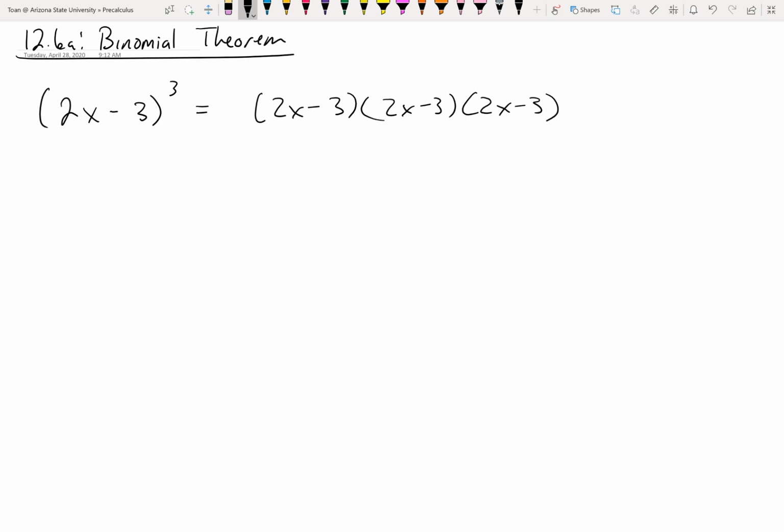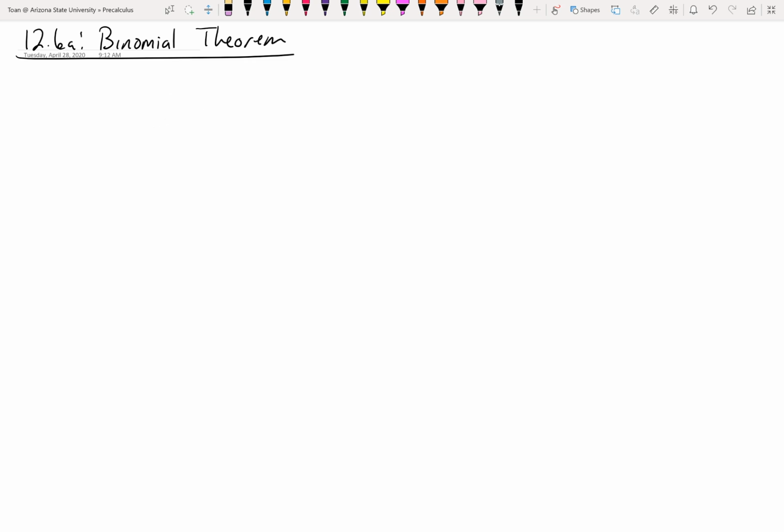and do repeated distribution over and over and over again. The idea is pretty simple, but it can get tedious at times, especially when the powers get bigger. What if I want to raise something to the 5th power, to the 7th power, to the 20th power? There needs to be a way to find these expanded expressions without having to do repeated distribution over and over and over again. And to do that, it's just like what we've been doing with sequences, looking at patterns.